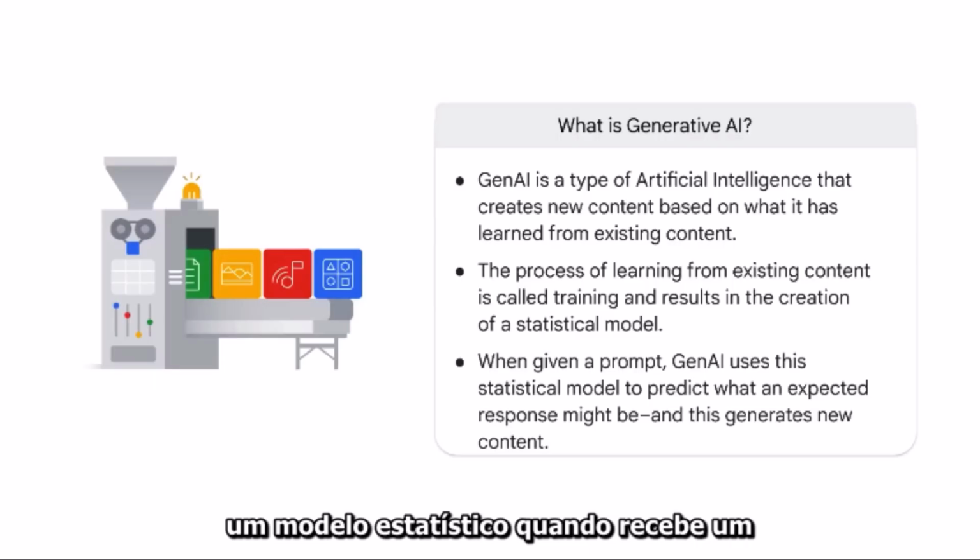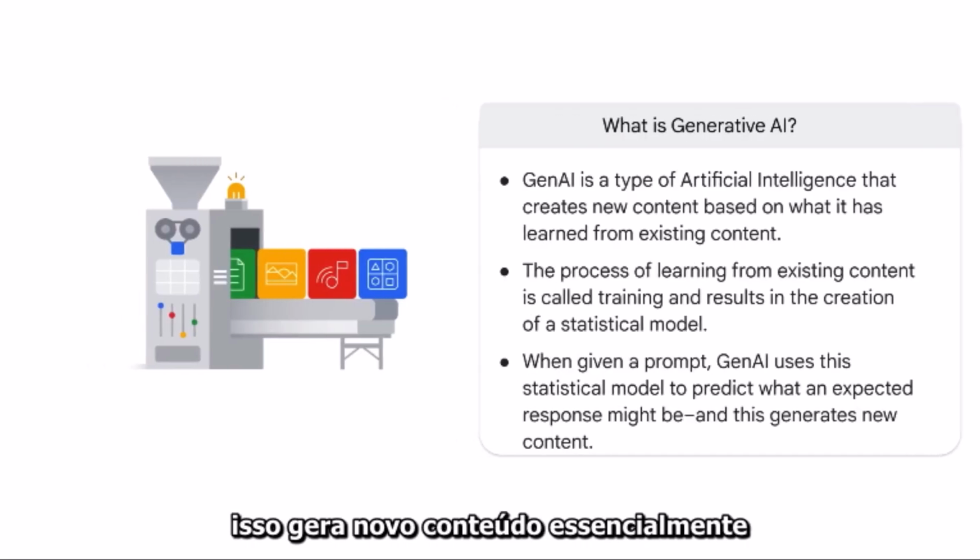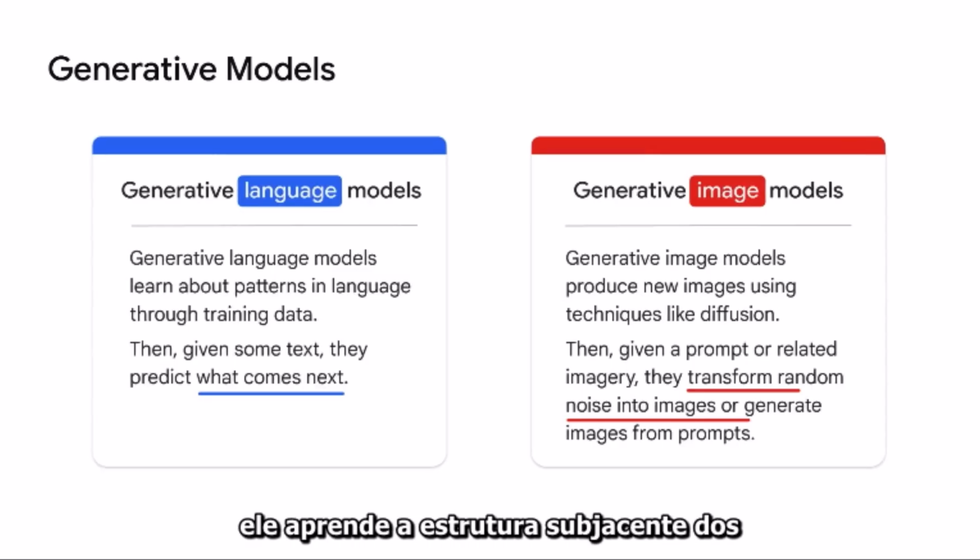When given a prompt, Gen AI uses the model to predict what an expected response might be, and this generates new content. Essentially, it learns the underlying structure of the data and can then generate new samples that are similar to the data it was trained on. As previously mentioned, a generative language model can take what it has learned from the examples it's been shown and create something entirely new based on that information.